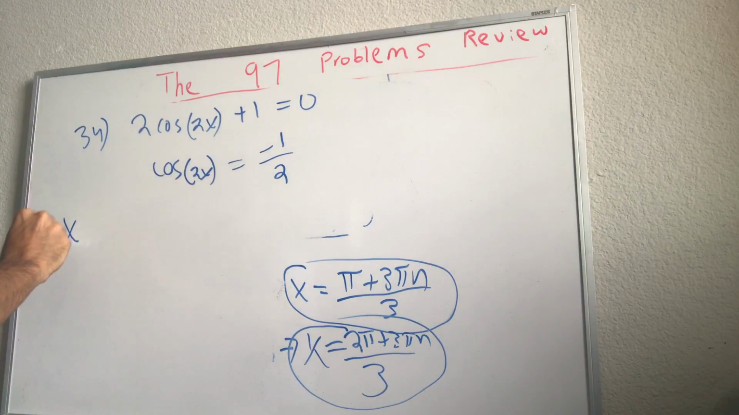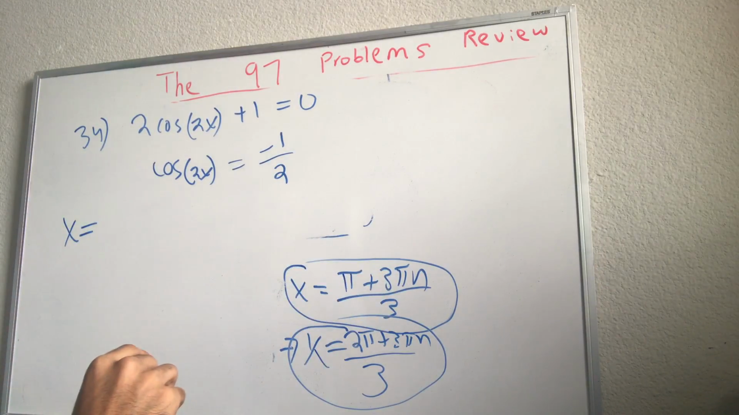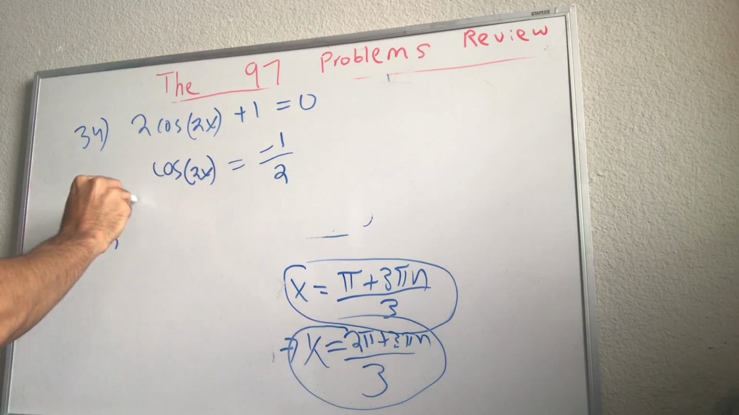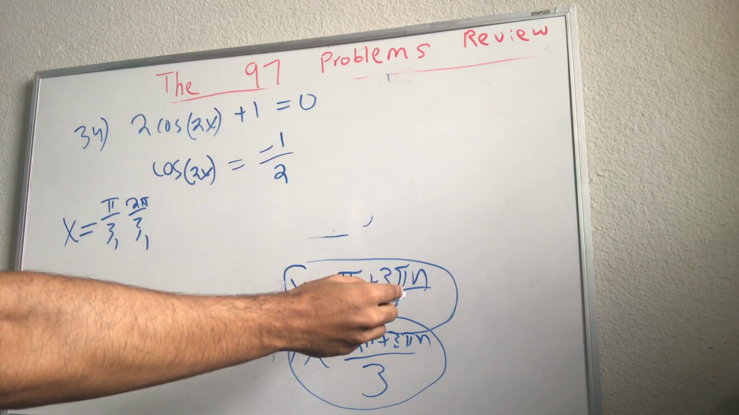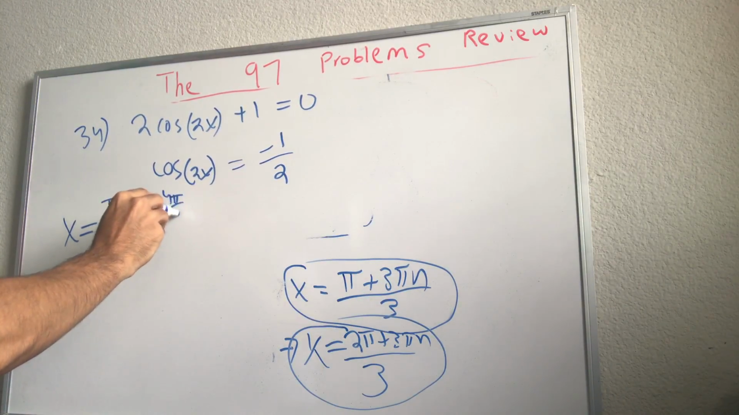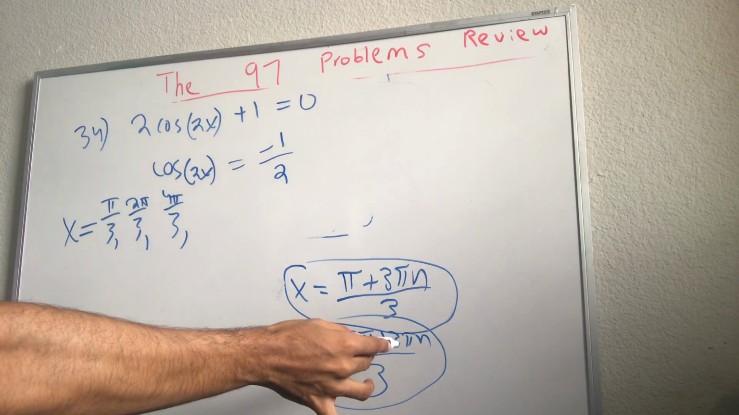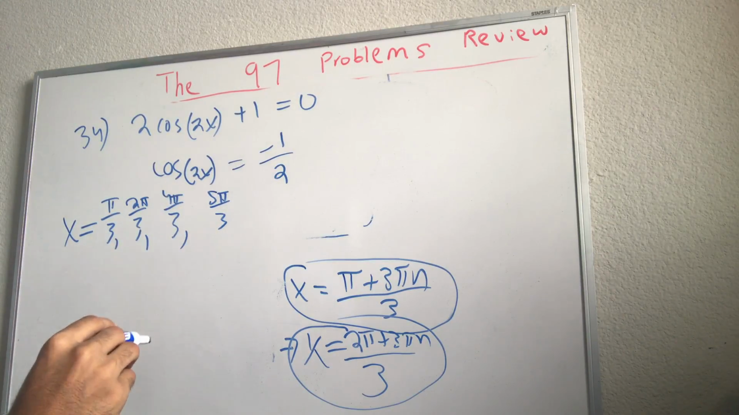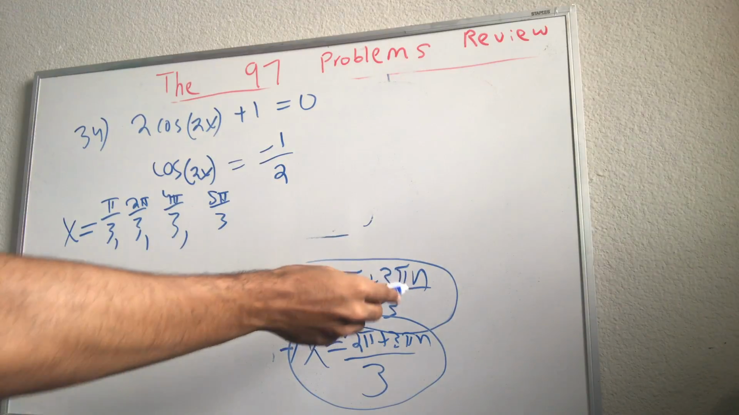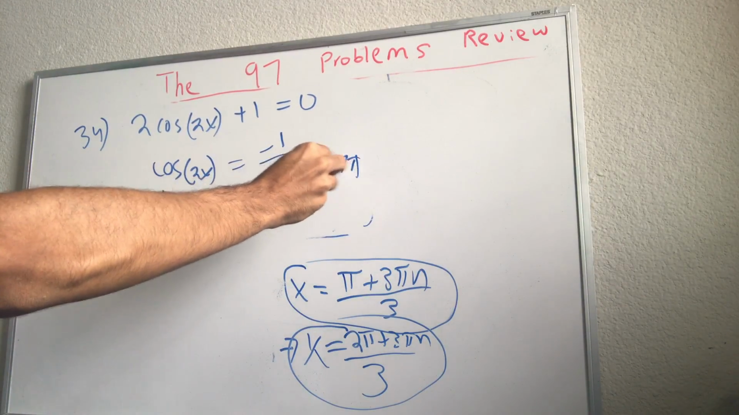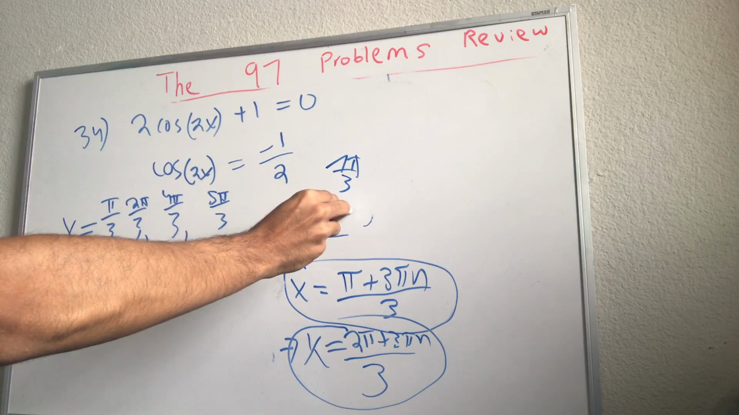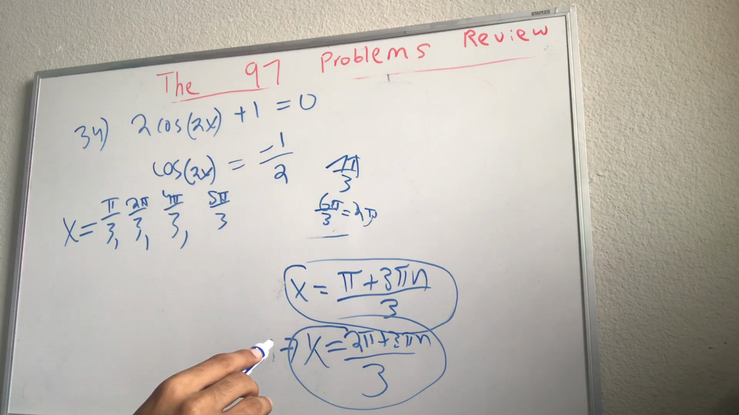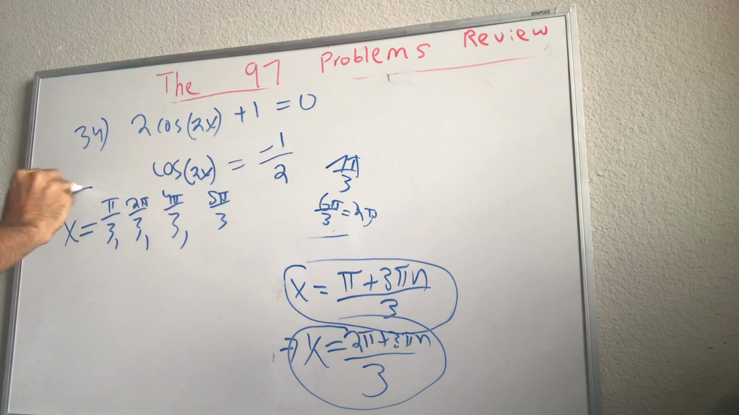So here, put 0 in for n: we get pi over 3, and 2 pi over 3. Now put 1 in for n: you get 4 pi over 3, and 5 pi over 3. So we have these 4 values. Now put n equal to 2, and you get 7 pi over 3. Well, 6 pi over 3 is equal to 2 pi, which is 1 revolution about the unit circle, so 7 pi over 3 will not fall under our restriction. So we're looking at these 4 values.